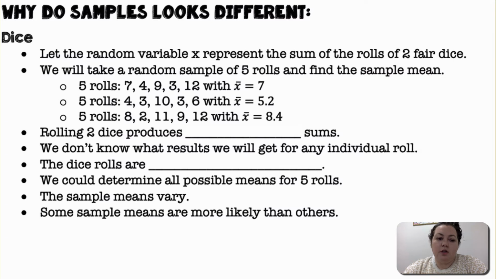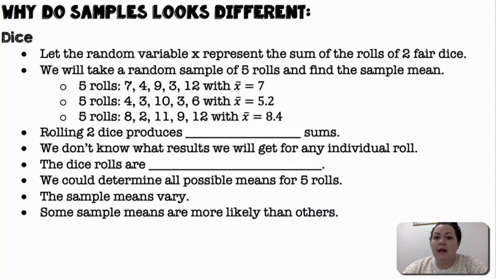All right, so the first time I rolled, I added them together, I got a 7, then I got a 4, then I got a 9, then I got a 3, then I got a 12. So those are my 5 sums from rolling the 2 dice 5 times. All right, and then x bar, the sample mean, would be 7. I added them all up and I divided by 5.